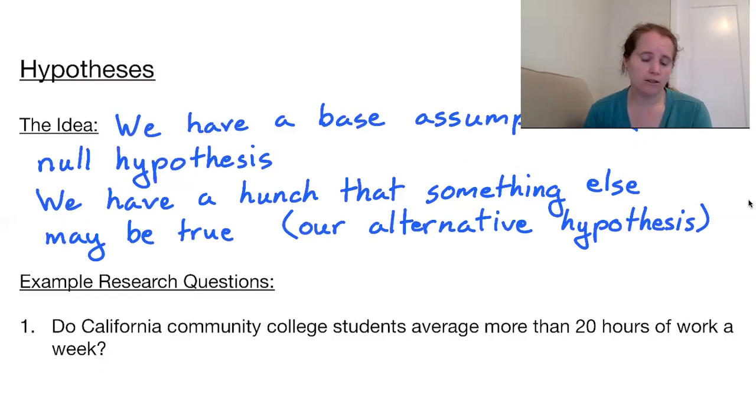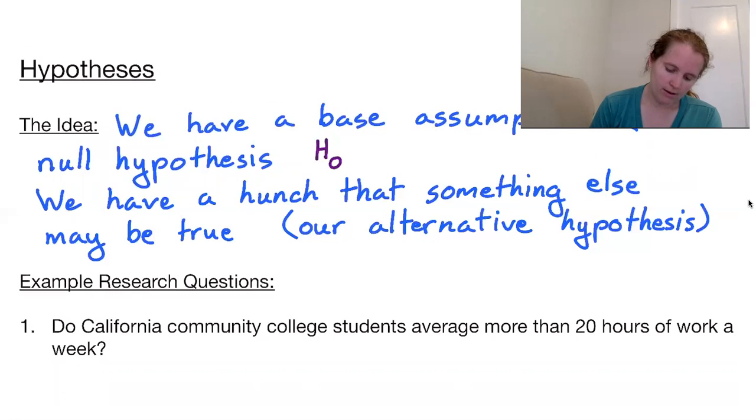Mathematicians and statisticians are extremely lazy. We like to use symbol notation whenever we can, so we don't have to write out the words. So the null hypothesis, we will denote H for hypothesis and then a 0, which is null. And for the alternative hypothesis, we will use H again for hypothesis and an A for alternative.